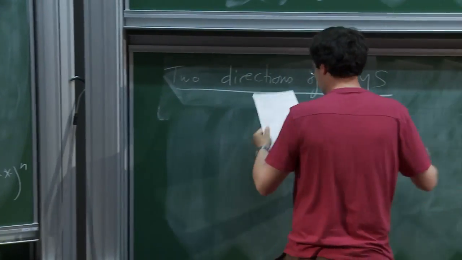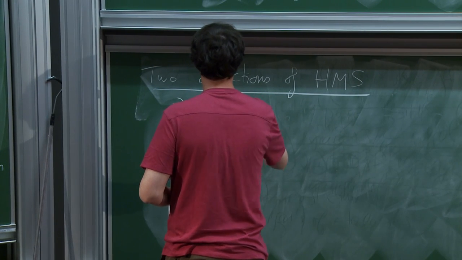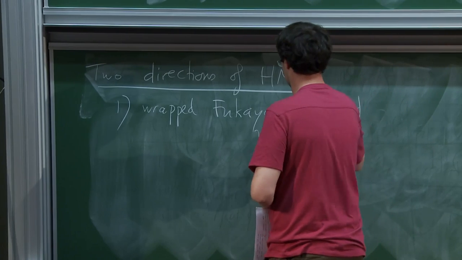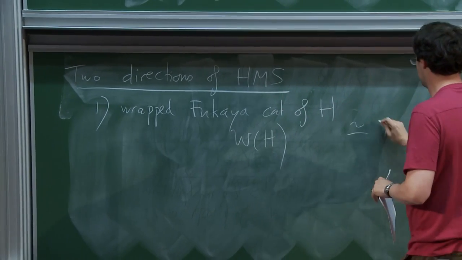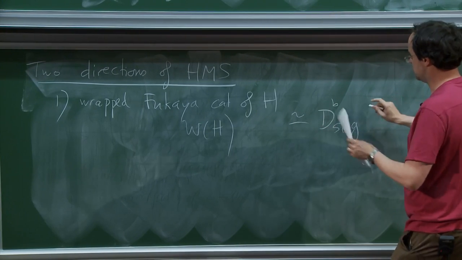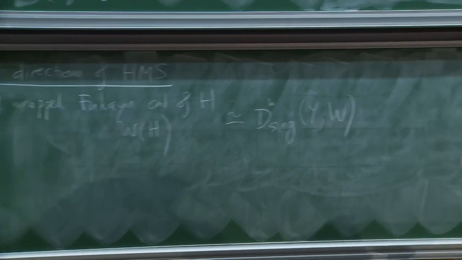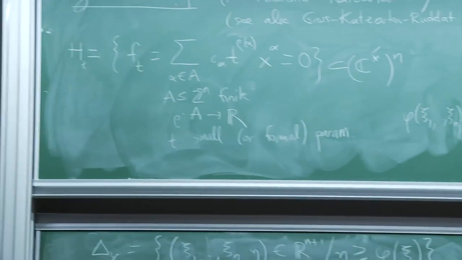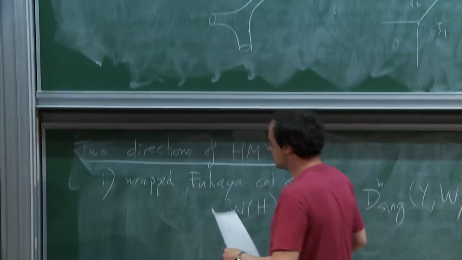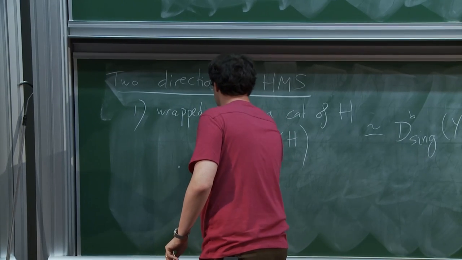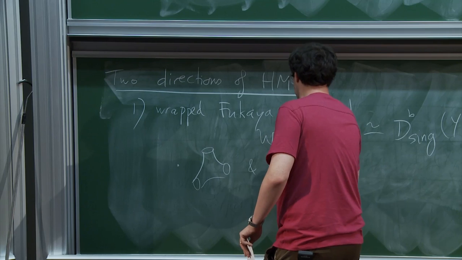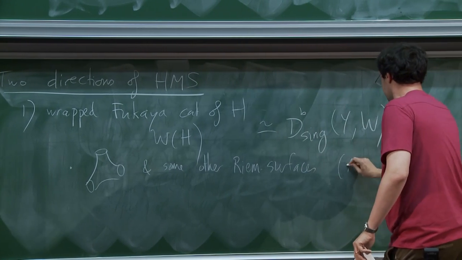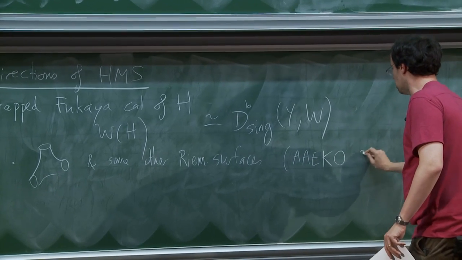Okay? So one direction we can look at is to check whether the wrapped Fukaya category of H is indeed equivalent to the derived category of singularities, or matrix factorizations, of this toric superpotential W. It should be somewhere up there. Yes, sorry, over there. And that's been studied in various cases. So that's known, for example, for the pair of pants and some other Riemann surfaces, in joint work with Abu Zaid, Efimov, Katzarkov, and Orloff.